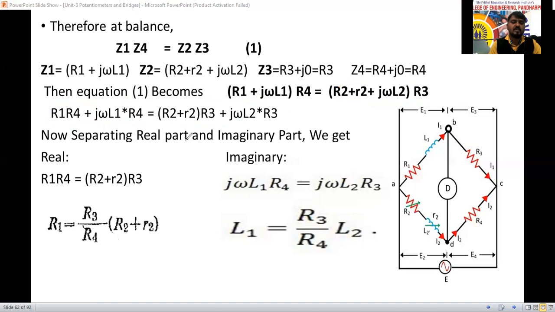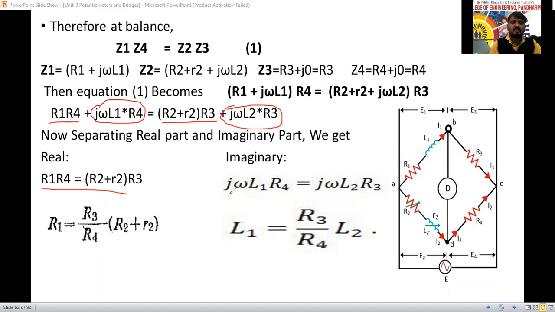What are the real terms here now? Can anyone tell? R1 R4 equal to R2 plus R2 into R3. We will write this here. So this equation we have written for the real term. Similarly, next consider the imaginary terms: j omega L1 R4 and j omega L2 R3. These are the imaginary terms here.